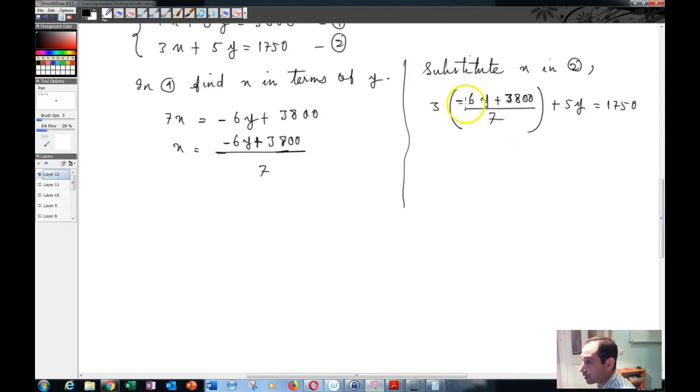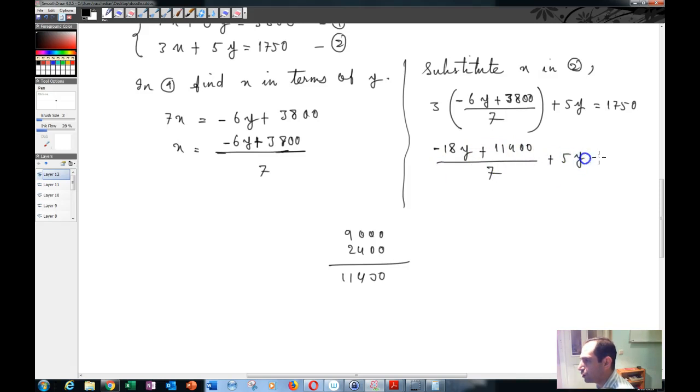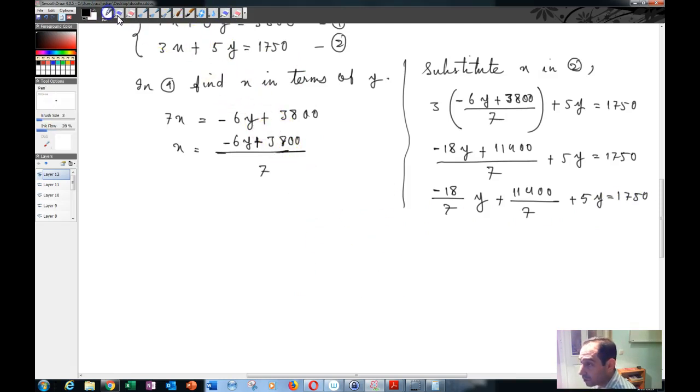You will have some calculation over here. So you'll have negative 18y plus 3 times 3800, that's 11,400, and then divide the whole thing by 7 plus 5y is equal to 1750. That's negative 18/7 y plus 11,400 divided by 7 plus 5y is equal to 1750. It's a little bit messy actually.